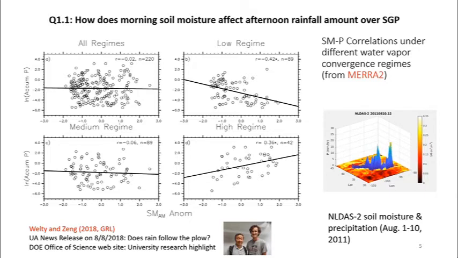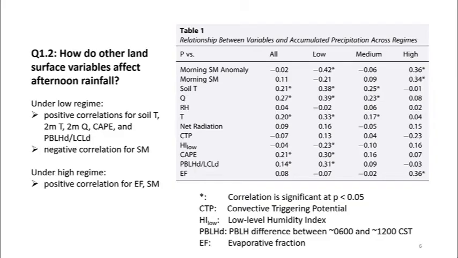Then suddenly, for low and high regimes, you see significant correlations, but with opposite signs. If you bring them together, you see no correlation. In reality, stratified by atmospheric condition, we do see the impact of soil moisture on local afternoon rainfall. And then next, we just expand the analysis to all other surface quantities.